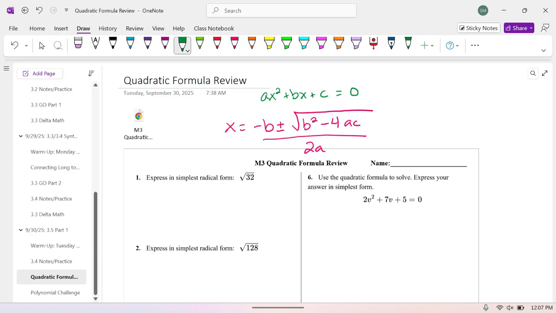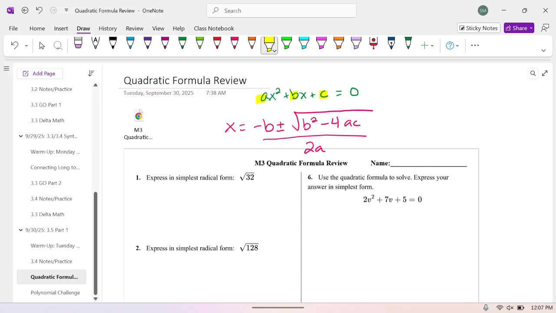Okay? So, again, a, b, and c are what? Numbers. No letters go in that formula. All right, so the biggest mistake I see people make is they start throwing x's in here, and then it's a mess. You're solving for x, so an x should not be in there. All right? It's just numbers.